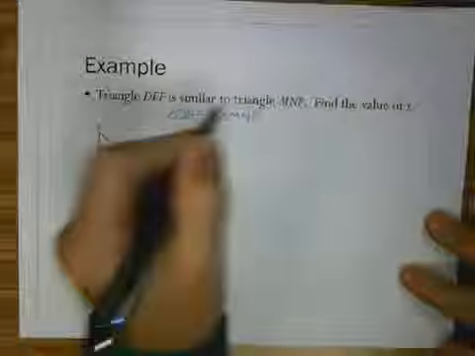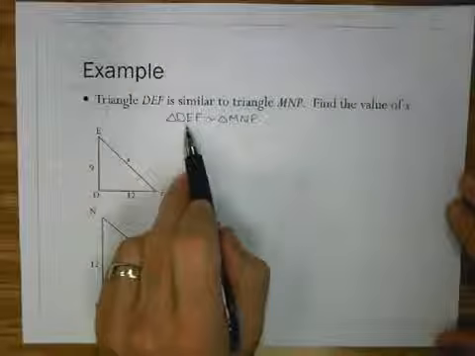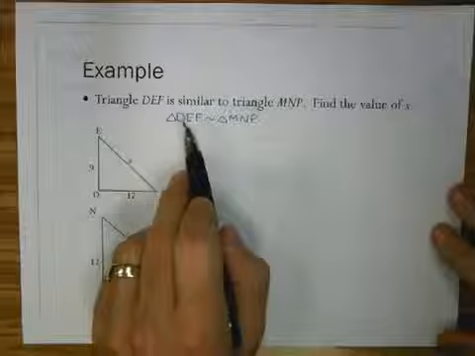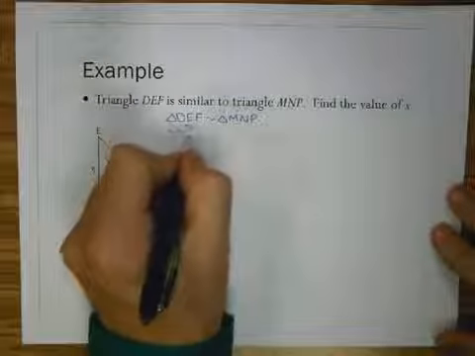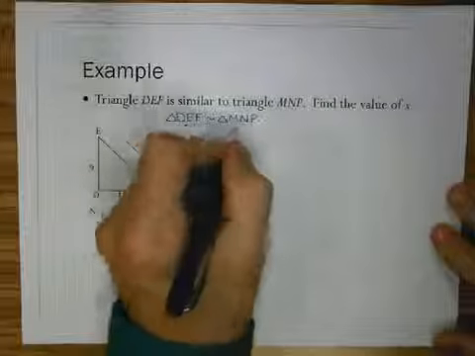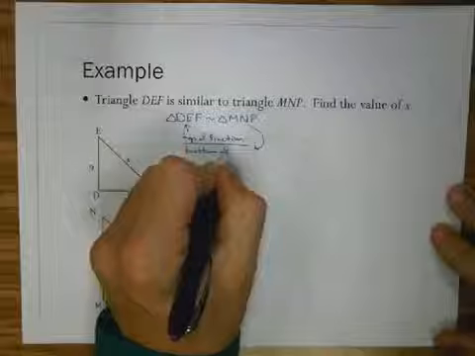So let's look at an example. We have some triangles here. I have DEF is similar to triangle MNP. Now whenever we write the scale factor, and really any proportions for that matter, the first triangle they give us we want on top of the fraction.